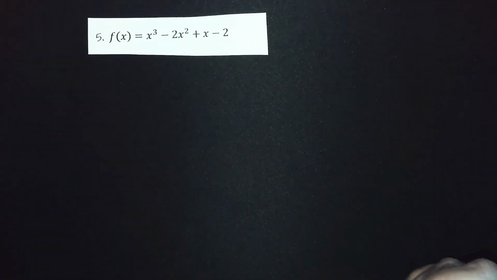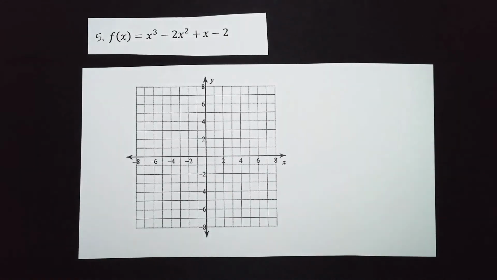All right, let's dive right in with number 5 in the notes. This is a cubic polynomial, and we want to graph it and determine the max, the min, those local points, and where it is increasing and decreasing, and those x-intercepts. So let's graph this function first.